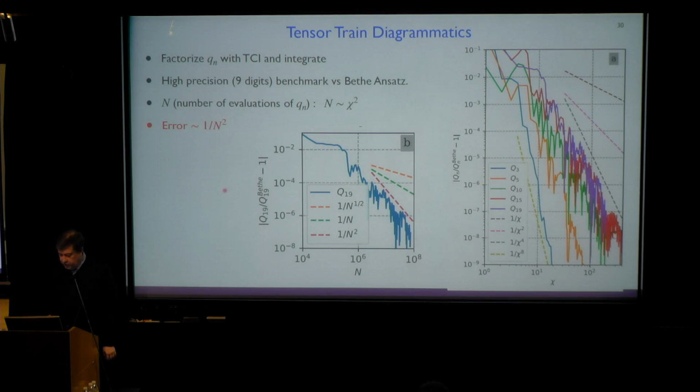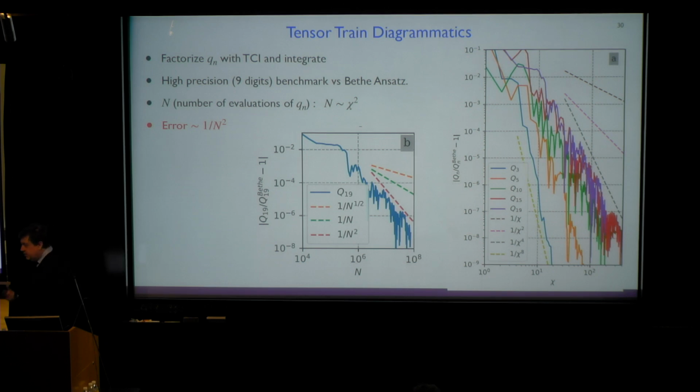As a function of the number of points which we need to compute the integral, we see it decays quickly, like 1 over n squared. Compare that to Monte Carlo, which is 1 over square root of n. This is the same graph for different orders, but this time as a function of chi. There is a relation between n and chi: basically n is chi squared. At low order it decays very fast, and at high order it decays like 1 over chi to the 4, 1 over n squared. And more importantly, it's more or less stable when you increase the order.